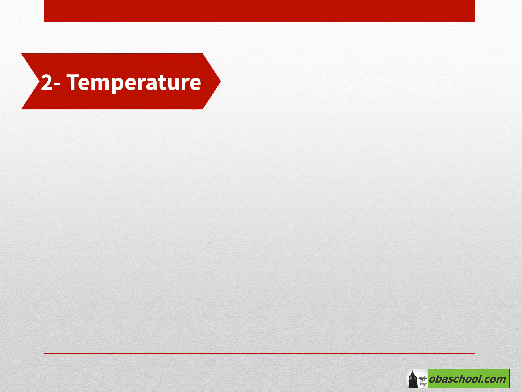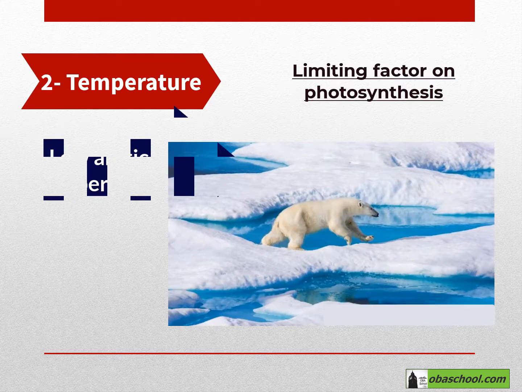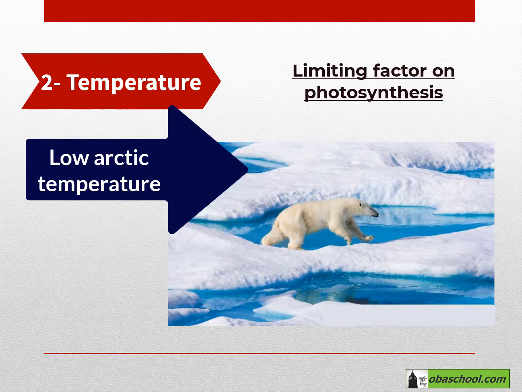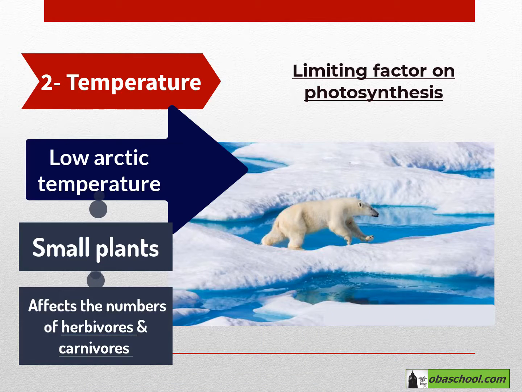The other abiotic factor that affects communities is the temperature. Temperature is a limiting factor on photosynthesis, and therefore the growth of plants. For example, the low Arctic temperatures mean the plants are all small. This in return affects the number of herbivores that can survive, and so the number of carnivores will be affected.